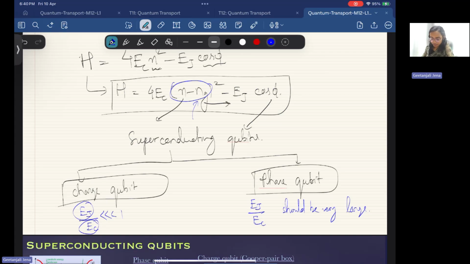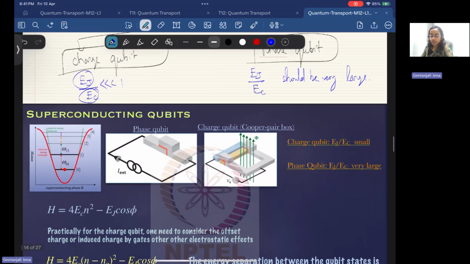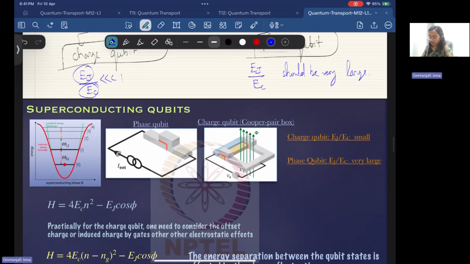So one of the criteria that we have seen before is that for practical implementation of a quantum computer, we need to have a long decoherence time. But you can see here that because it depends on the square of this offset charge, a small charge fluctuation can induce large decoherence. To resolve this issue, what we have is the transmon qubit.